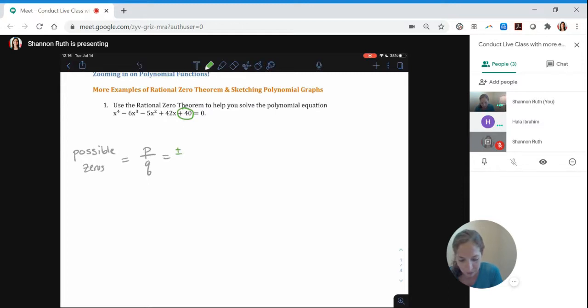So factors of 40 would be 1, 2, 4, 5, 8, 10, then we got to jump around for a little while. Let's see, we pop all the way to 20, and then I guess 40. So that should be all the different factors of 40, including the plus and minus, since we could multiply two negatives to get to 40 or two positives.